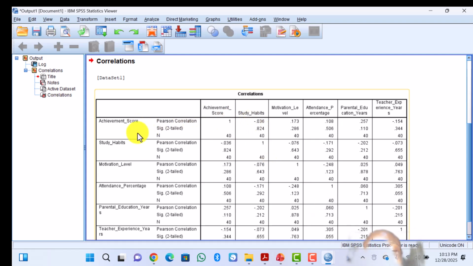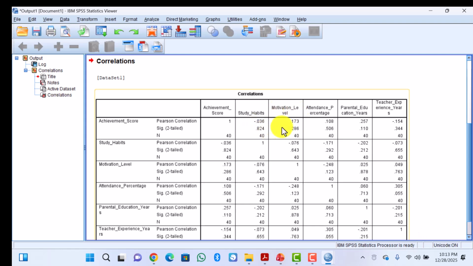If you look at it very well, you will see that this is the achievement score, and the relationship of this place is also achievement score. Anything that is the same, their relationship will be one. They will have a perfect relationship. But look at what we have. Study habit has no significant relationship with achievement. It has a negative relationship, but that relationship is not significant.